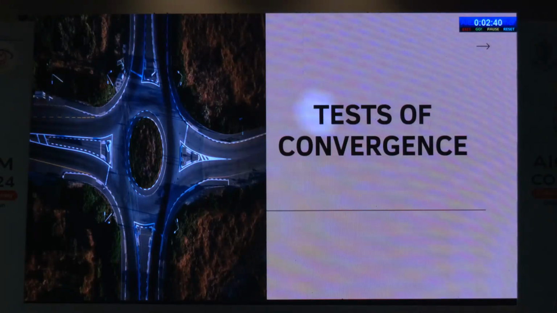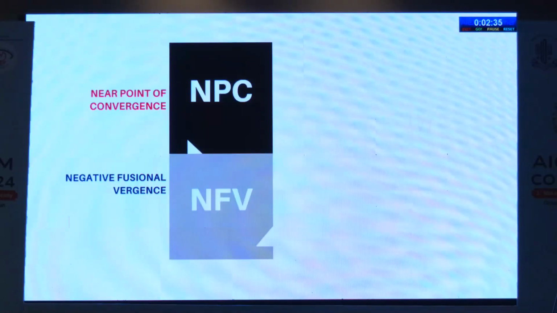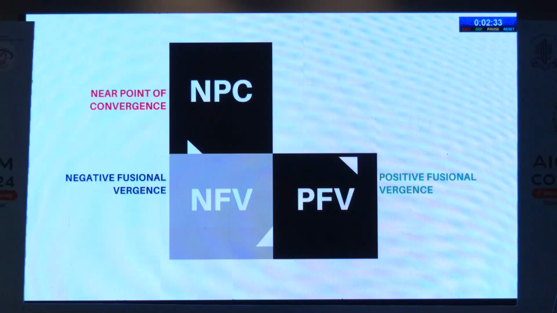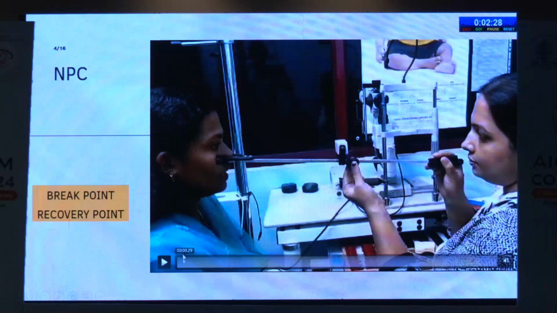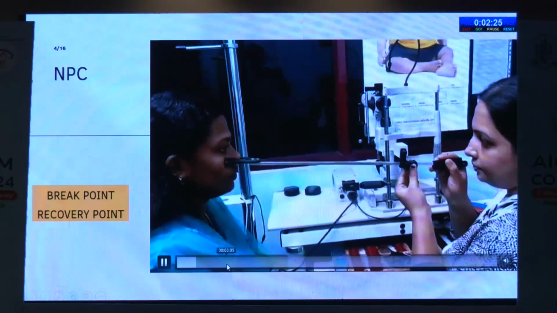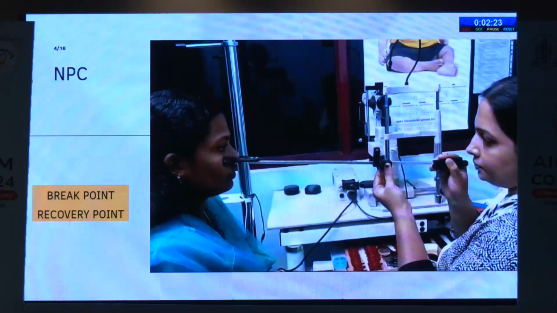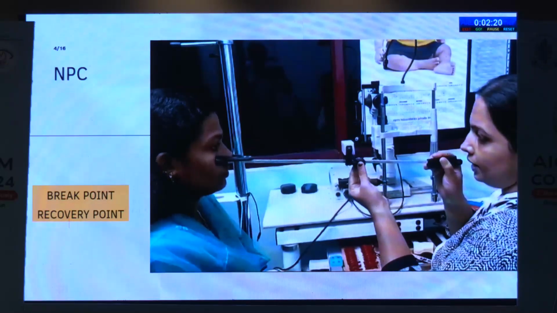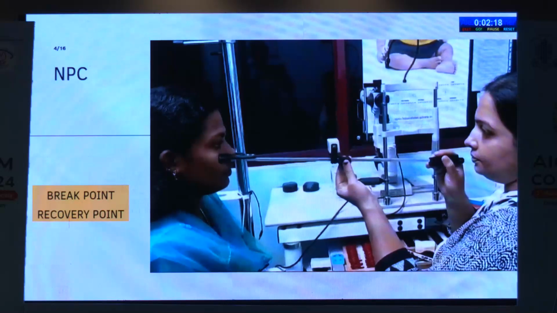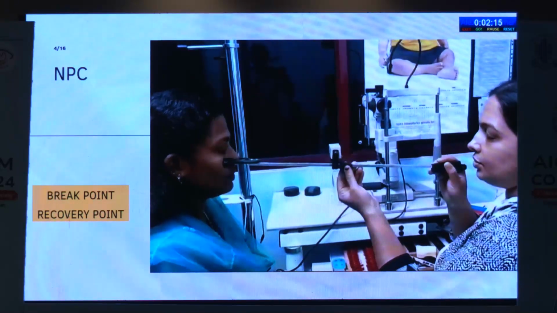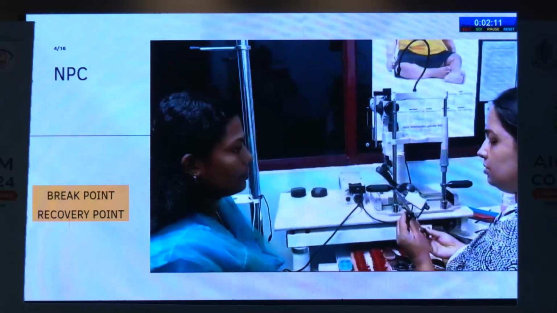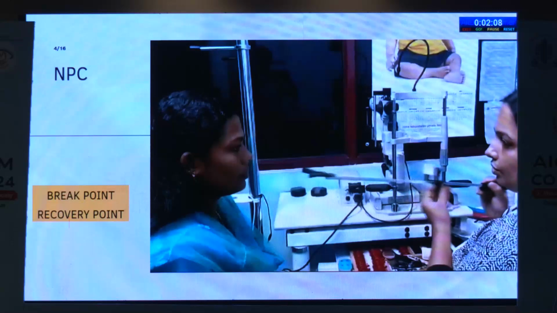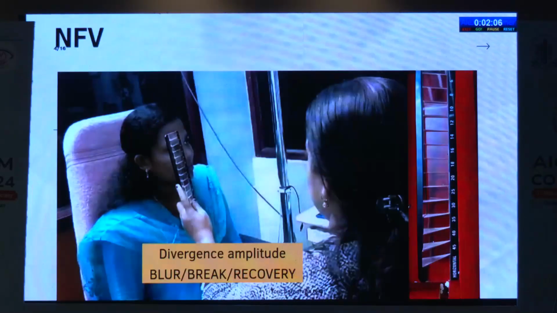Now coming to the second part of my talk, that is the tests of convergence. Here you have near point of convergence, negative fusional convergence, positive fusional convergence, and convergence facility. How will you calculate the near point of convergence? As you do in NPA, here NPC also you can do either with a RAF ruler, or with a pen light and a green filter. You move the target toward the patient's nose, and when the patient is not able to fuse, you record the break point as well as the recovery point. That will be taken as the near point of convergence.